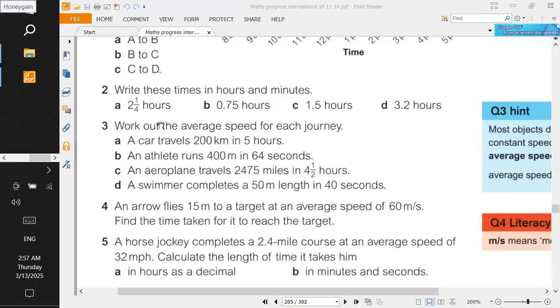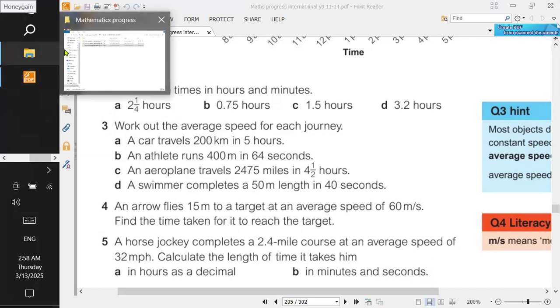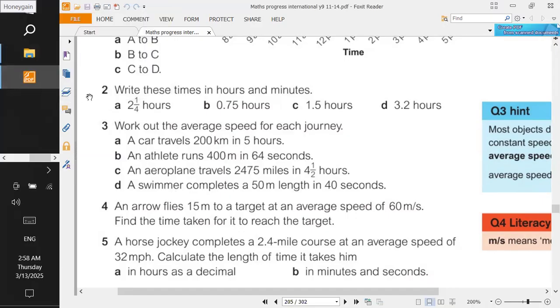Now let's move on. Work out the average speed for each journey. Basically, if you want to find the speed, you just divide the distance by the time. So the first one here, we're going to divide the distance, which is 200, by the time, which is 5 hours. And the answer is 40. And the unit you'll take from the question, which is kilometers per hour. So km per hour, like this.